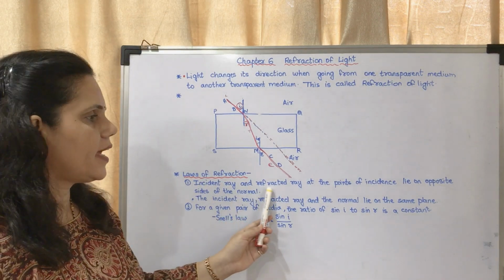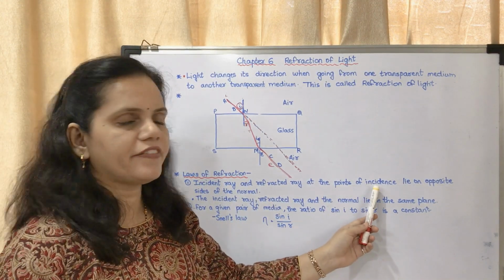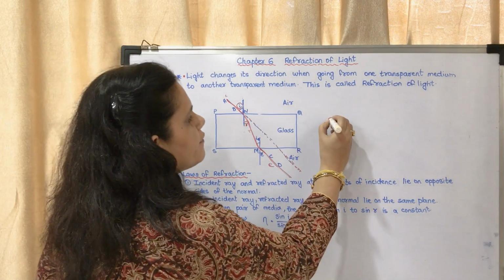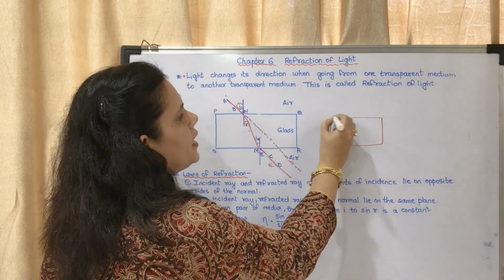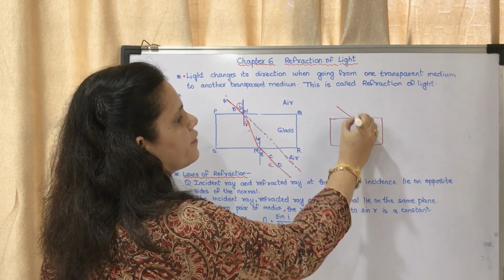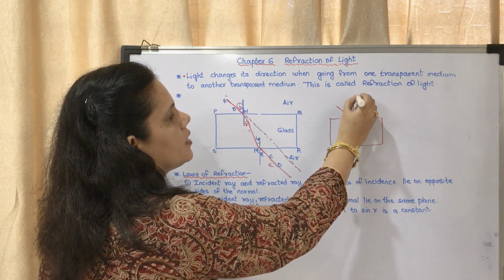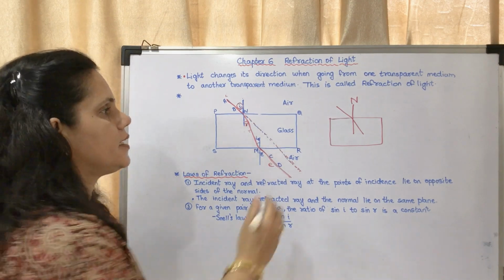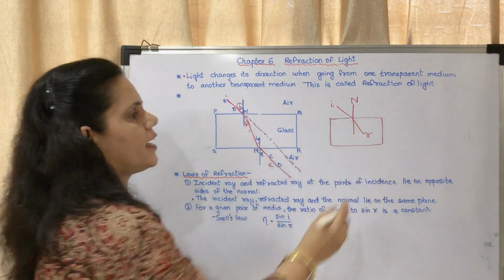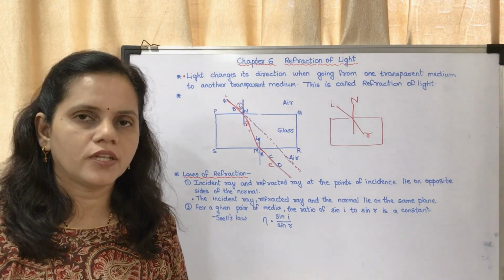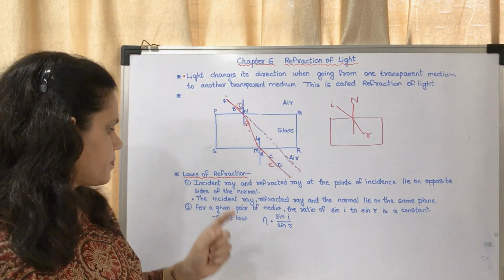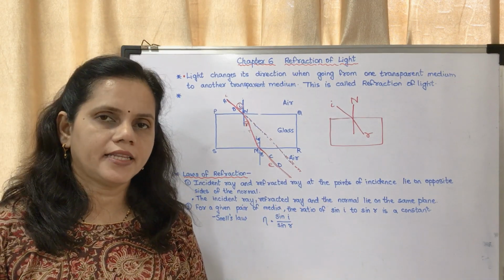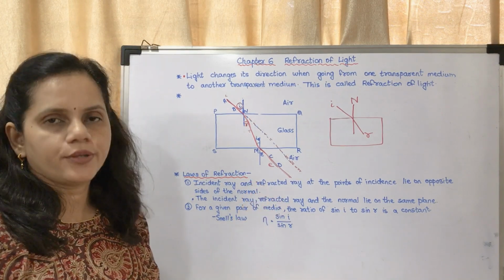The incident ray and the refracted ray at the point of incidence lie on opposite sides of the normal. You may see, if this is the glass, and this is the incident ray, this is the refracted ray, and this perpendicular line drawn is called the normal. The incident ray and the refracted ray lie on opposite sides of the normal. That is the first law. The incident ray, the refracted ray and the normal lie in the same plane. These are together.